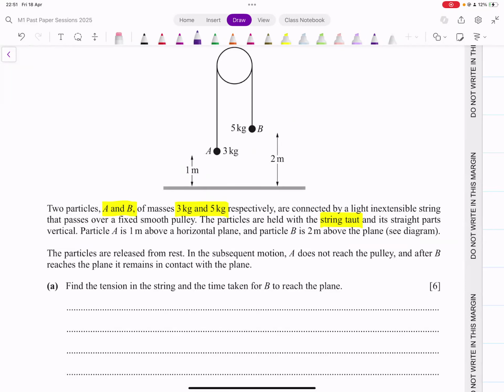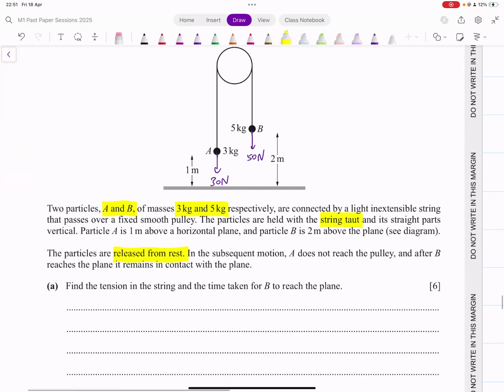Try to get back to this question again. Okay, so we've got the mass of A, that's 3 kilograms. So the weight is 30 Newton. That's one thing that we know. For B, we know that the weight is 50 Newton. String is taut. A is 1 meter above the horizontal plane. B is 2 meters above the plane as well. You can see it on the diagram. The particles are released from rest. Okay, so they start from rest.